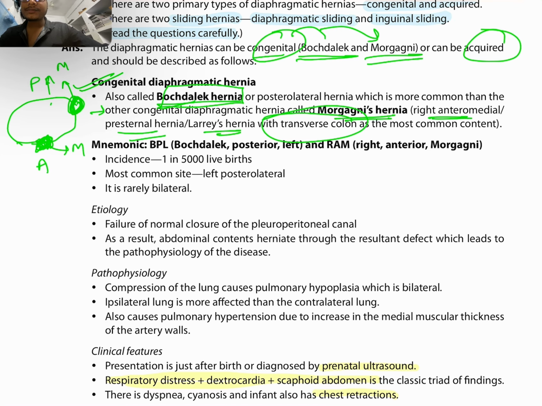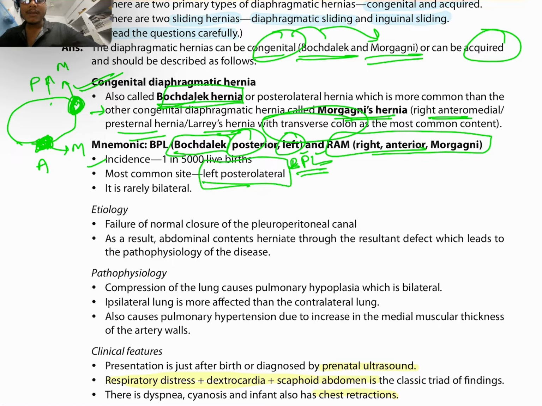Next is how we will remember it. As we know that Bochdalek is most common on the left and posterior side, we will remember it as BPL, that is Bochdalek occurs on the posterior and left side, whereas on the right anterior side the Morgagni hernia will occur. So what is the incidence rate? About one in 5,000 live births, where overall the most common is left posterolateral. Rarely it occurs bilaterally.